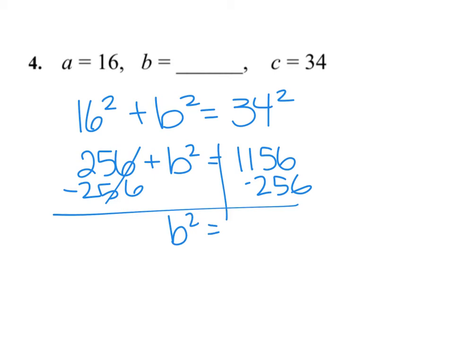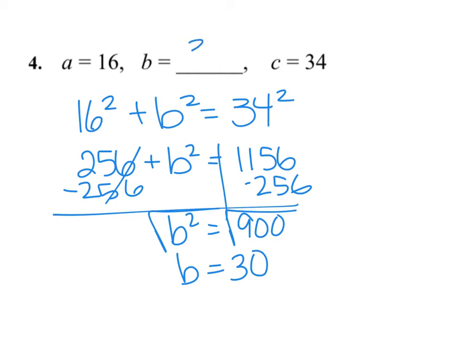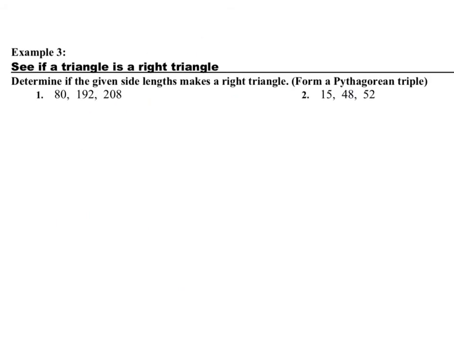900. So then we're going to take the square root of that as well because we don't want b squared, we want b. b is going to be equal to then 30. All right, so the b is 30.